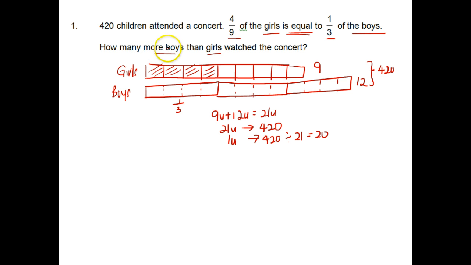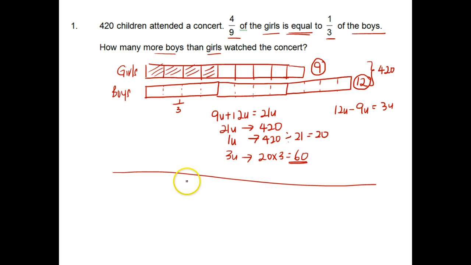How many more boys than girls? So there are 12 units of boys, 9 units of girls. So 12 units minus 9 units would be 3 units. Therefore 3 units is 20 times 3, and the answer is 60.